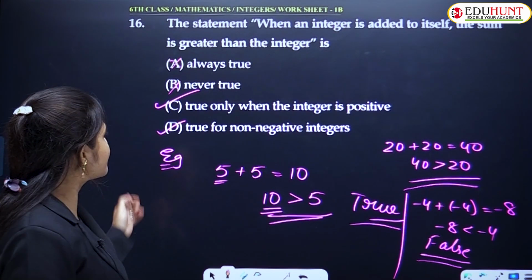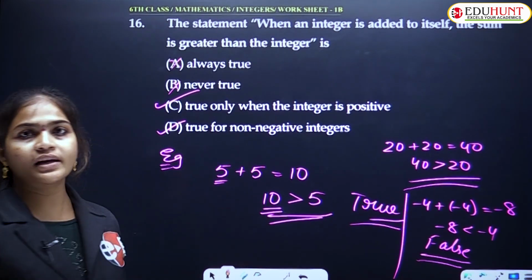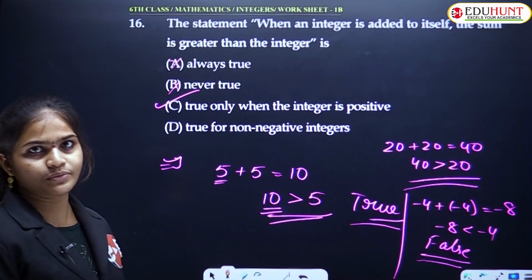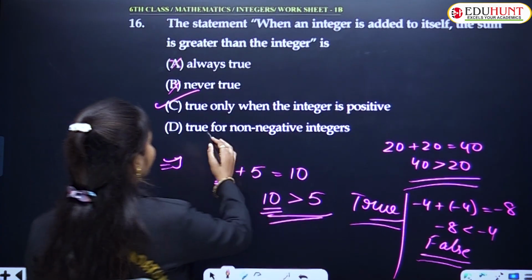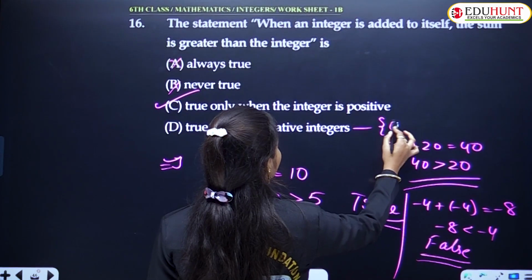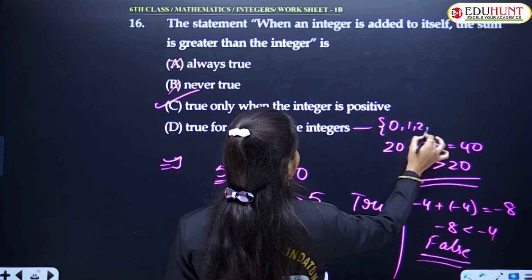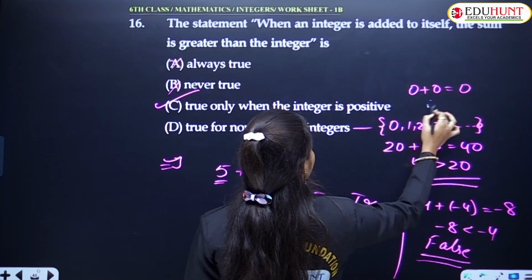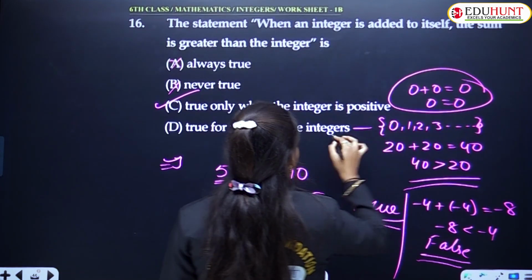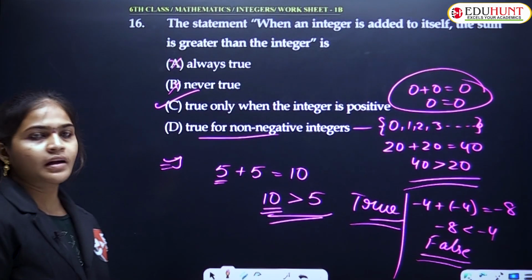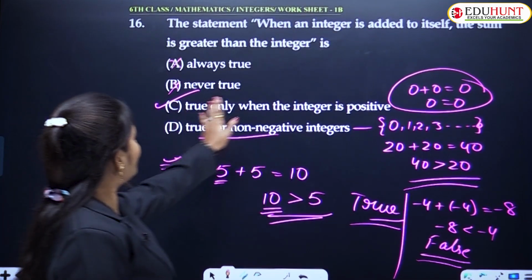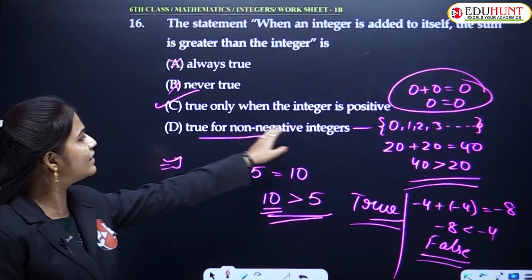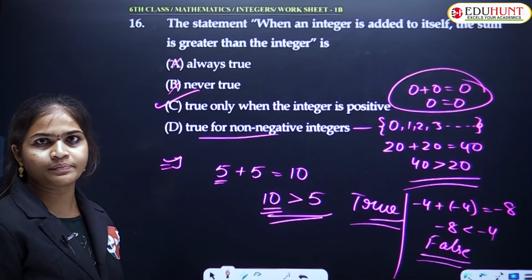So that is not satisfied for negative integers. True for non-negative integers, this is wrong. True only when the integer is positive. Understand? True for non-negative integers means the set of all the integers 0, 1, 2, 3 and so on. Here 0 plus 0 is equal to 0, so 0 is equal to 0. That's why this is not satisfied for this condition. So which option is correct? True only when the integer is positive. For the other non-negative integers, it is satisfied.